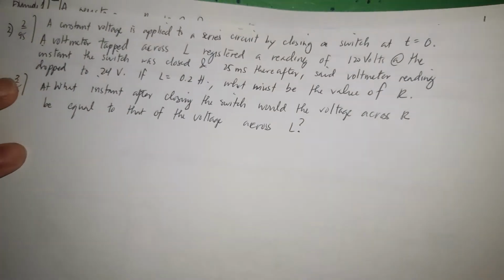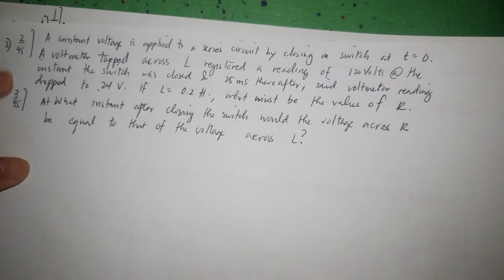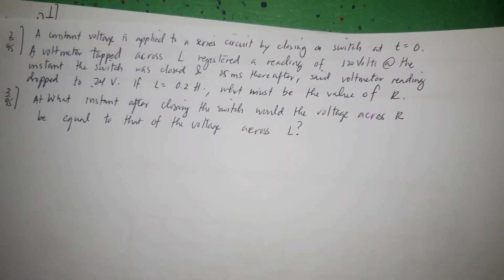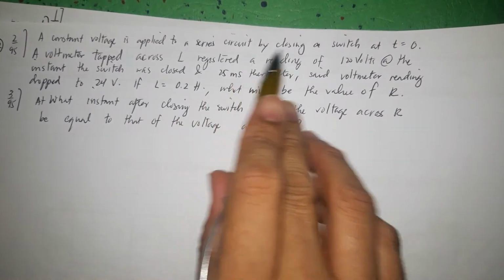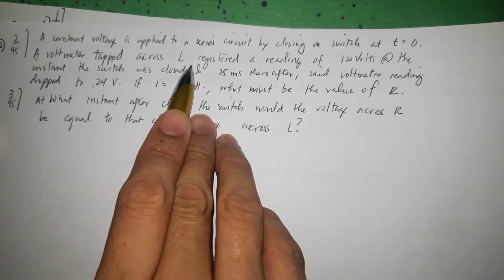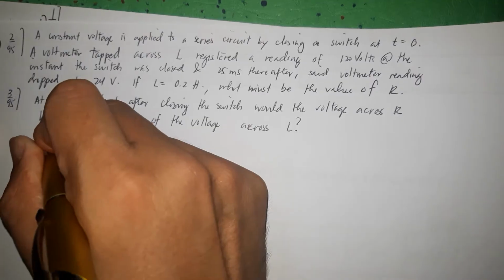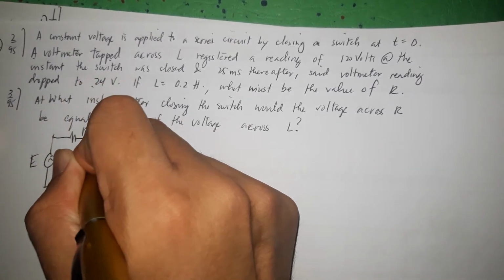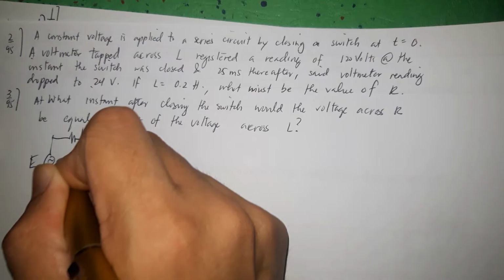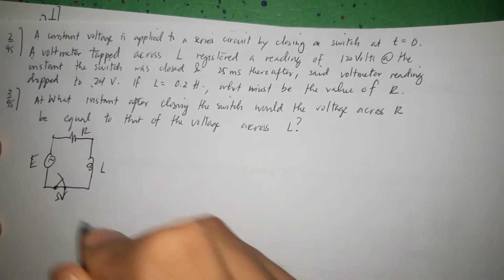So let us try to solve. Next, a constant voltage is applied to a series circuit by closing a switch. This is number 2, page 95. A constant voltage is applied to a series circuit by closing a switch at time t is 0. A voltmeter tapped across L. So we have E, we have R, and we have L here. So I forgot again our switch S to be closed later.